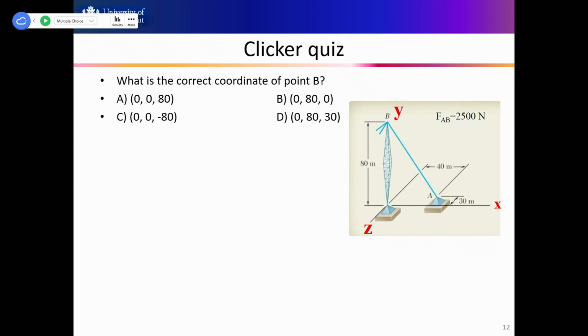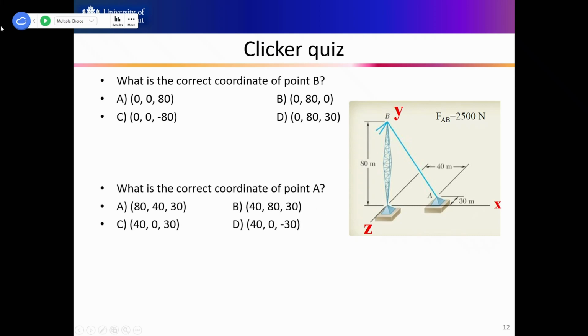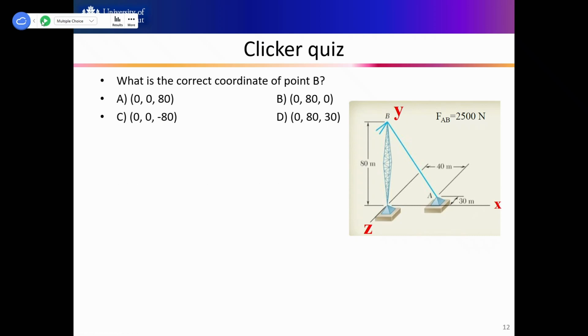Okay. So I think this is the last page for the first part. And for 3D problem, it is very important to find correct coordinates. So what is the correct coordinate for point B? And then we'll try A as well later. So B is here, and then just note this is X, Y, Z. It's different than your math, okay? X, Y, and Z.